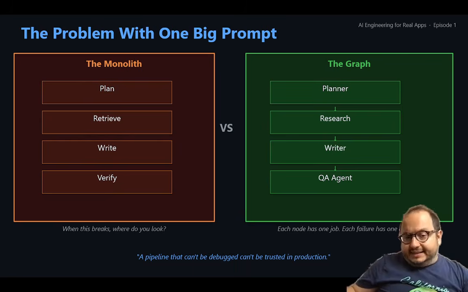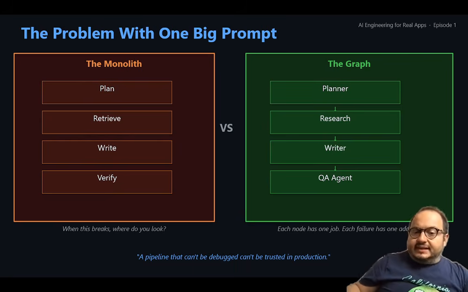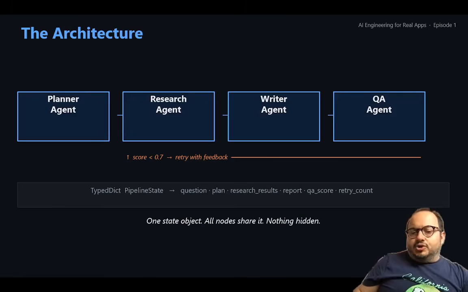One agent plans, one retrieves, one writes, one verifies. You can test each one separately. You can replace one without touching the others. And when something goes wrong in production, you know exactly which node to look at. Let me show the architecture we are building before we touch any code.